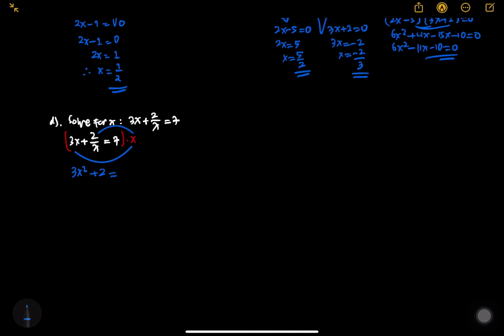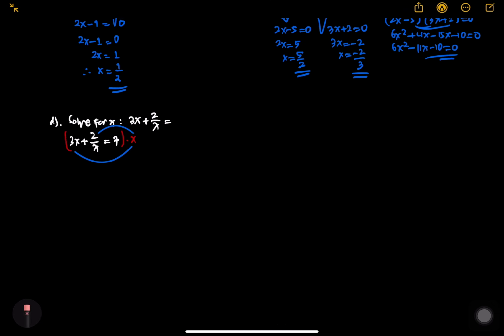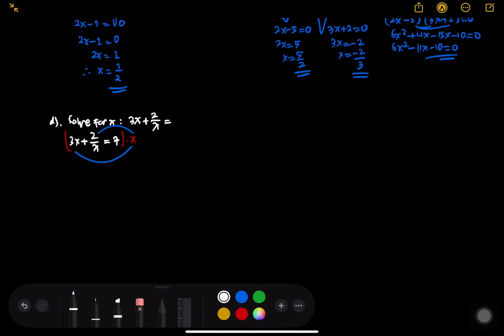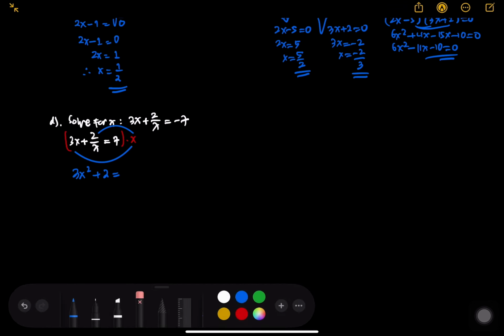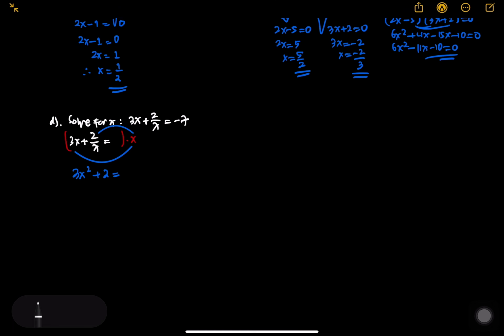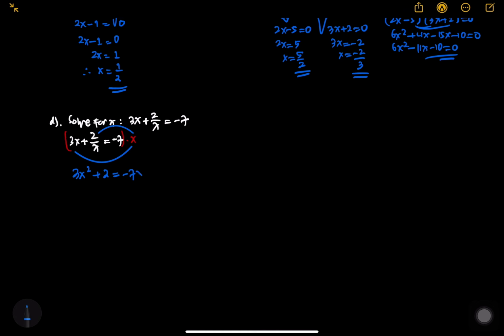Oh wait, I think I made a mistake with the question. This is supposed to be negative 7, right? So let's do it again. So 3x squared plus 2, and this is before negative 7, so then this is negative 7x. Now 3x squared minus 7x plus 2 equals 0.